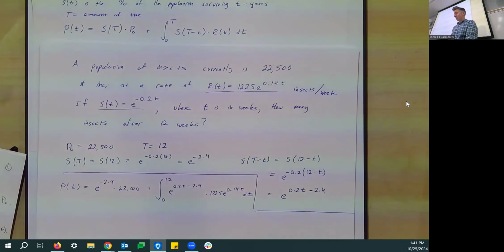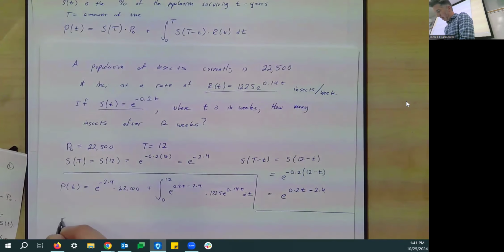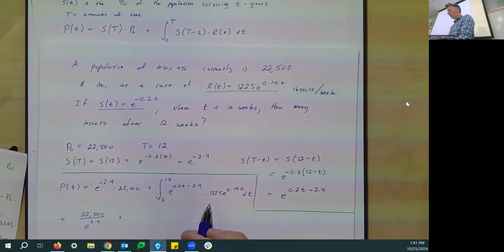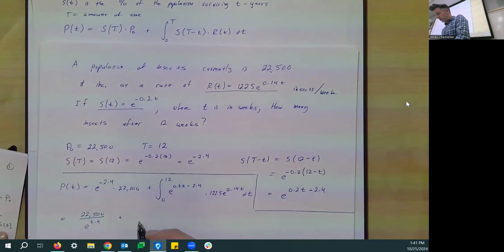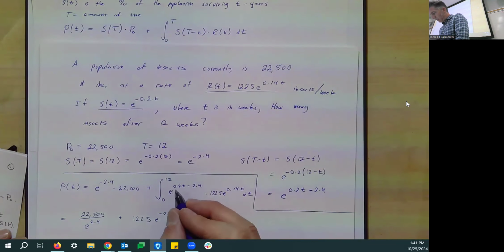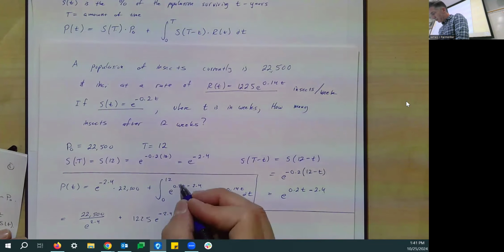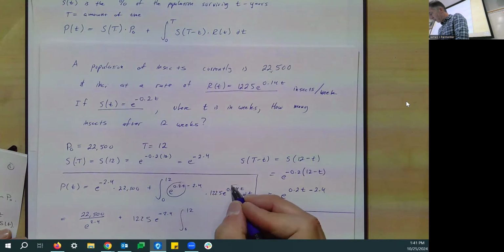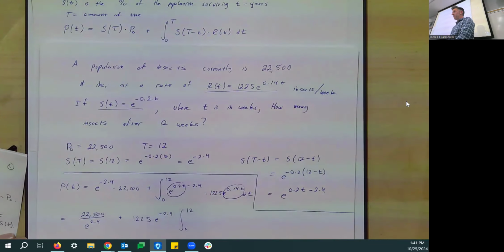Okay, so let's make this easier. We should certainly rewrite this as, and I'm just writing things how I prefer, 22,500 over e to the positive 2.4 plus, watch what I pull out of this integral here. I'm going to pull out the 1,225. I'm also going to pull out the e to the negative 2.4. I'm left with the integral from 0 to 12 of e to the 0.2 t times e to the 0.14 t, which I could simplify as e to the 0.34 t.